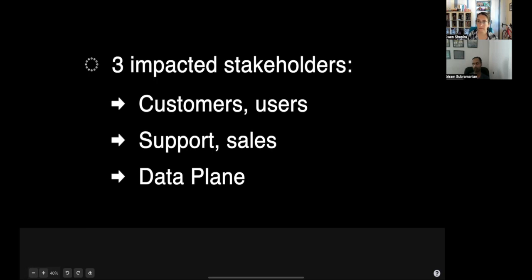Or if a user upgrades to a different SKU, the data plane needs to know that this customer, this tenant, now gets a larger number of higher quotas in terms of number of requests and throughput and so on. Yeah, I think each of these examples impacts all three.